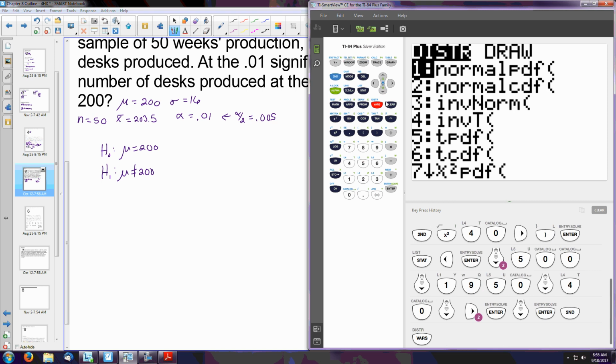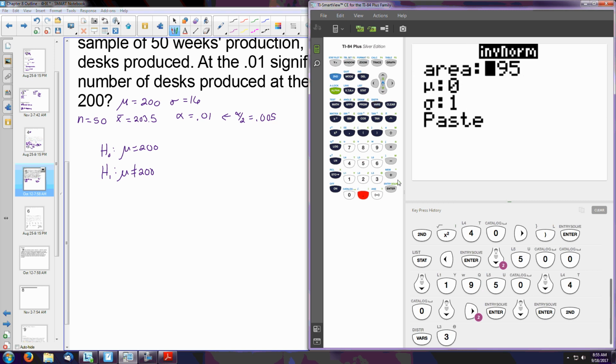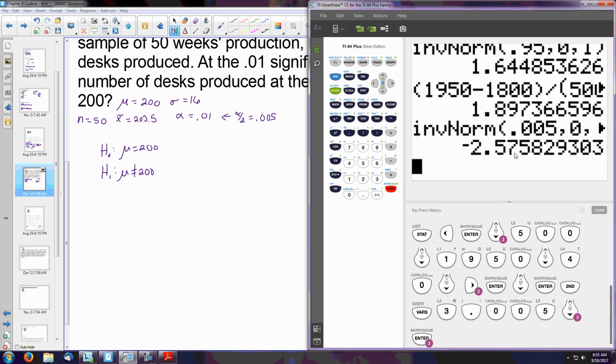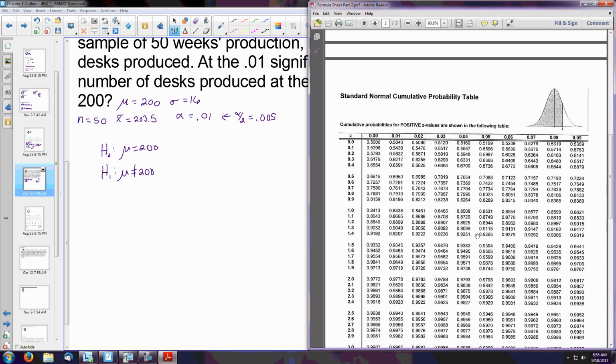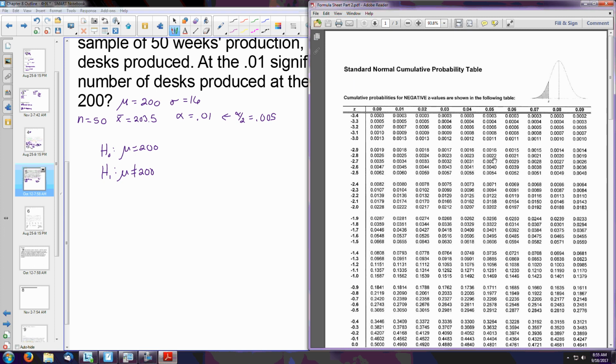So using inverse norm, we're looking for an area of 0.005 in the tail, which gives us a z-score of negative 2.576. If you use the table, you'll get roughly the same thing. And let's go into that just so we can see how this all works. 0.005, closest thing we can get. It's right between 2.57 and 2.58, so you would use 2.575 or the number that you found in the calculator, which is a little bit more accurate.